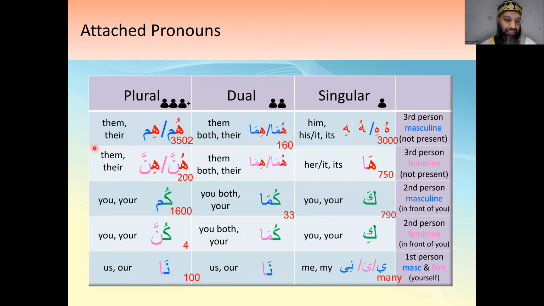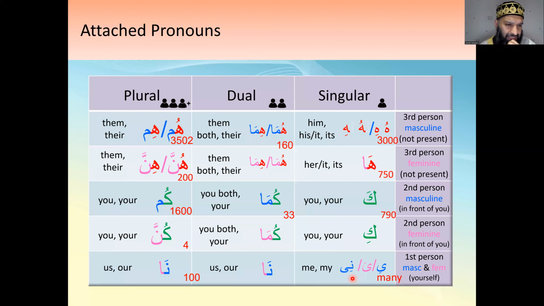Are we happy with that in terms of we've not done any examples yet? We just looked at the table. Third persons all start with ha again. Second person this time all start with ka. Rabbuka, Rabbukuma, Rabbukum, Rabbuki, Rabbukuma, Rabbukunna. And then the last one. Sometimes it's going to be ye, sometimes it's going to be ya, sometimes it's going to be ni, right? Depending on what the word is.